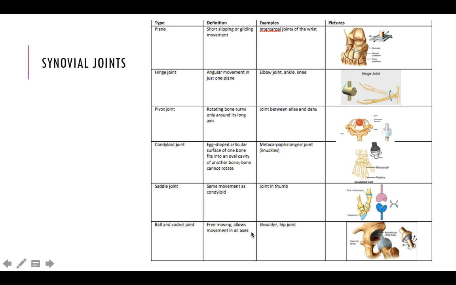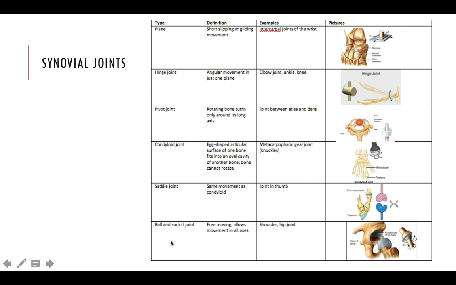Okay, a saddle joint. Some of you think I'm crazy because I told y'all this last week, but this is going to be the same movement as a condyloid, only it makes a different movement. The only example I could find was the joint in your thumb. I always move my thumb and pretend like it's riding on a saddle, back and forth. So your thumb is going to be a saddle joint. It's kind of like it's riding a horse, as you see here.